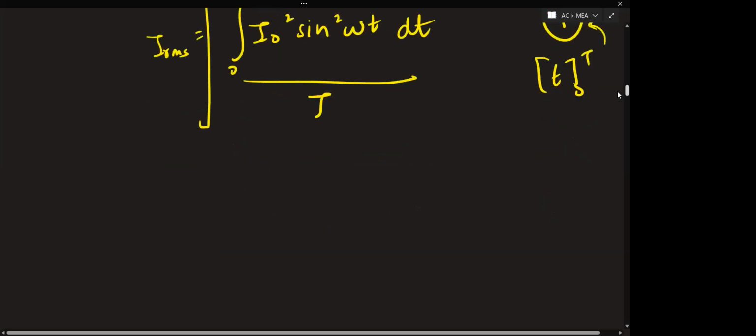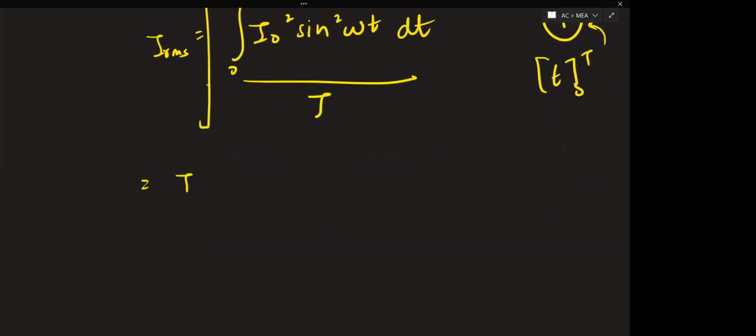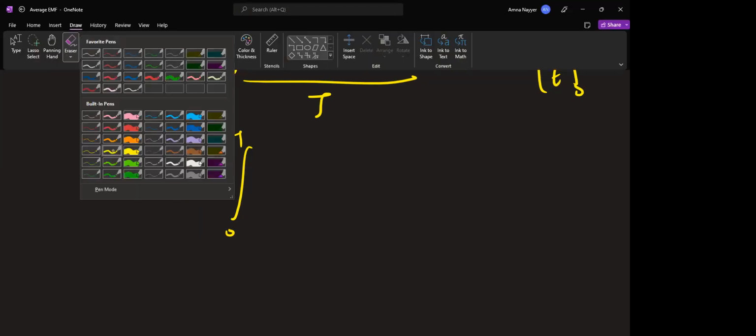Okay, now we have to perform the integration. Take I naught common, I naught square out of it. You are left with I naught square by T, integrating from 0 to T. Let's just leave this T aside right now and solve the above term. At the end, we'll add T, otherwise it will become confusing.